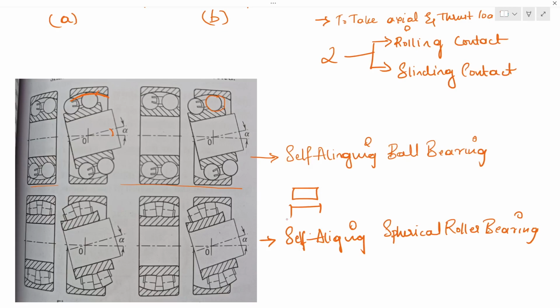Any line contact kind of bearing, such as cylindrical roller bearings, generally takes more load when compared with ball bearings, because it has more contact area. It has a line contact, whereas a ball bearing has a point contact. Point contact bearings generally have a capacity to take much less load when compared to line contact. So that is the basic principle of self-aligning ball bearings and self-aligning spherical roller bearings.